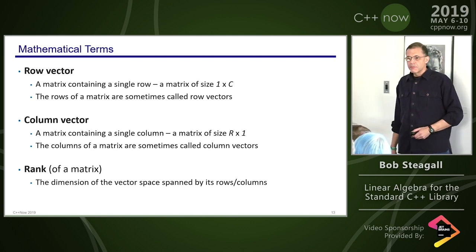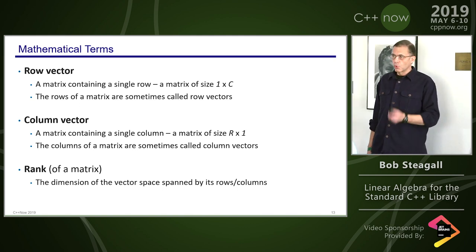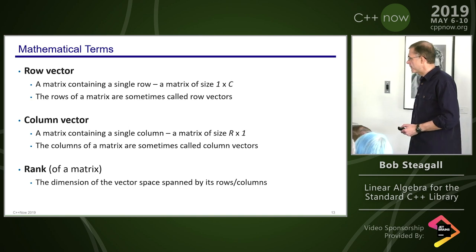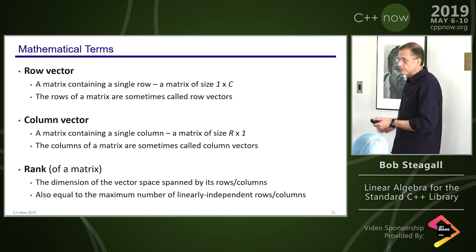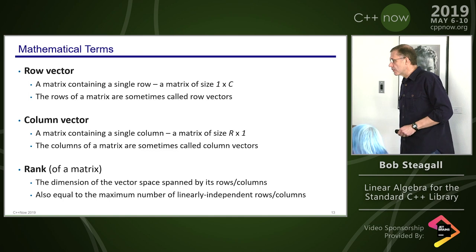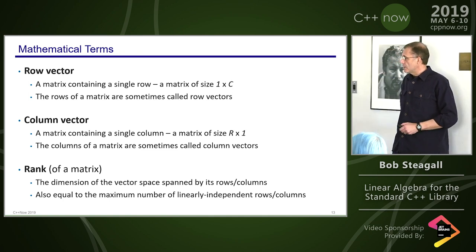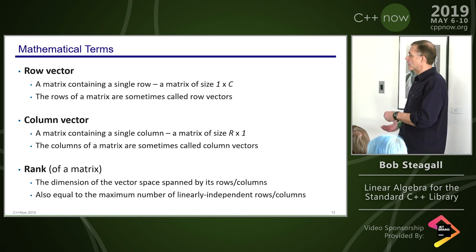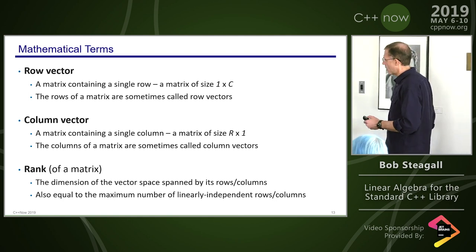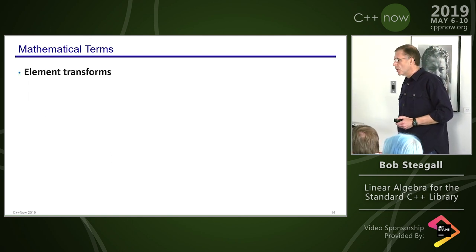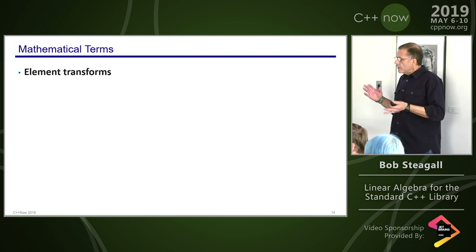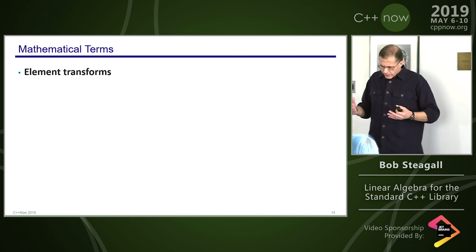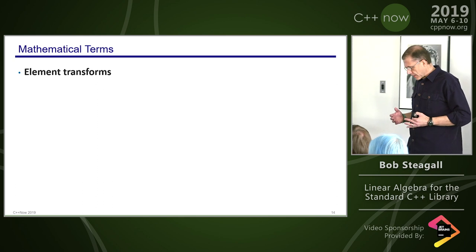If you had a 3x4 matrix, the highest possible rank of that matrix would be 3. And from linear algebra, of course, we know that the rank is equal to the maximum number of linearly independent rows or columns. All right. These are some terms we use in thinking about math.